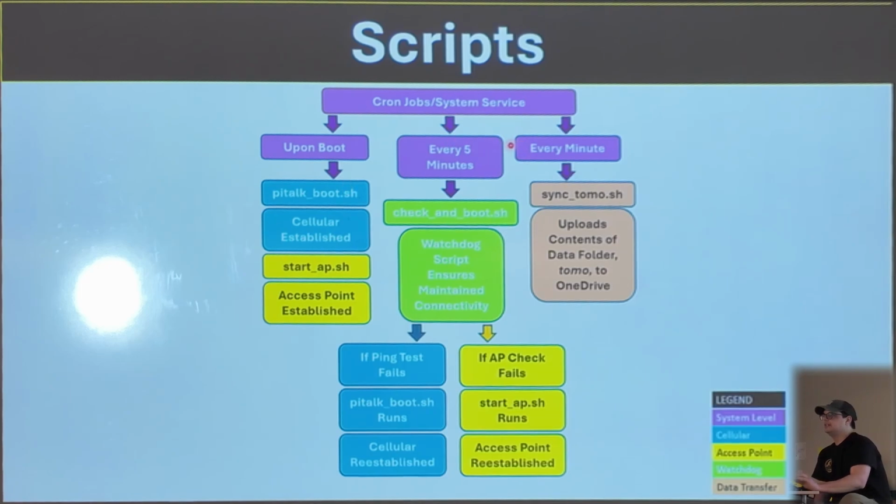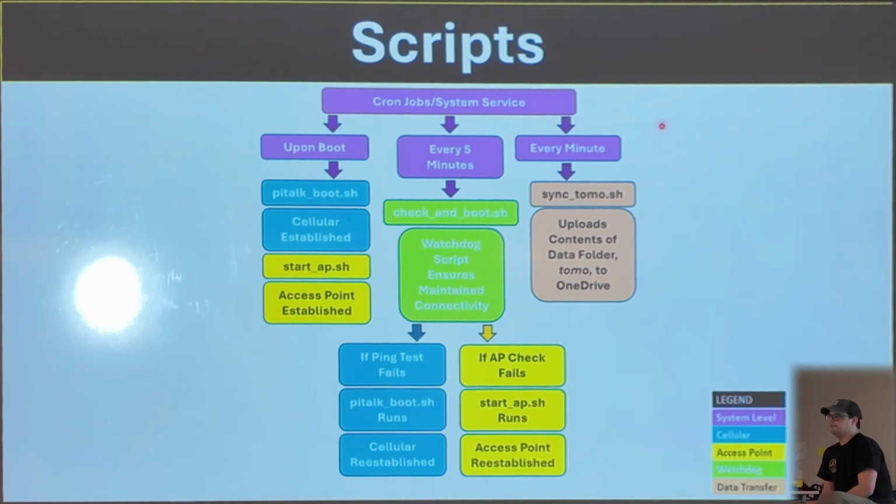Another automation is a cron job that runs every 5 minutes, which executes the check and boot script. This is a watchdog script that ensures that cellular connectivity is online, and if it's not, it reruns the PiTalk boot script and reestablishes cellular connectivity. Also, it looks for a static IP address for the access point, and if it is not there, it means the access point is not online, so it reruns the start AP script to reestablish that access point.